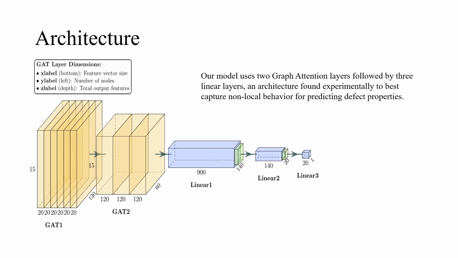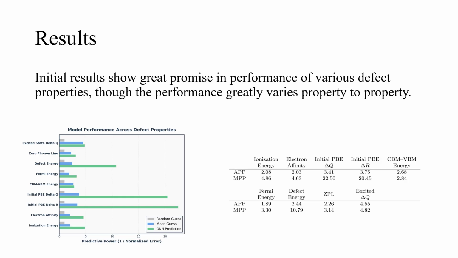So our model uses two graph attention layers that are then flattened and sent through three linear layers where each activation function is a ReLU, and it predicts the defect property from there. Initial results are relatively promising considering the complexity of the system.